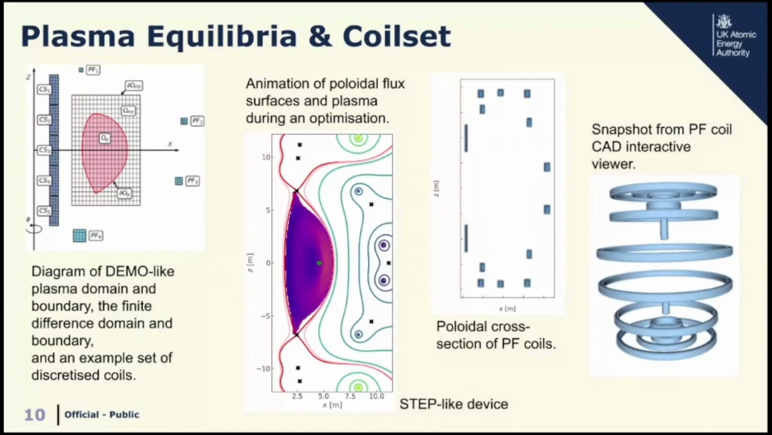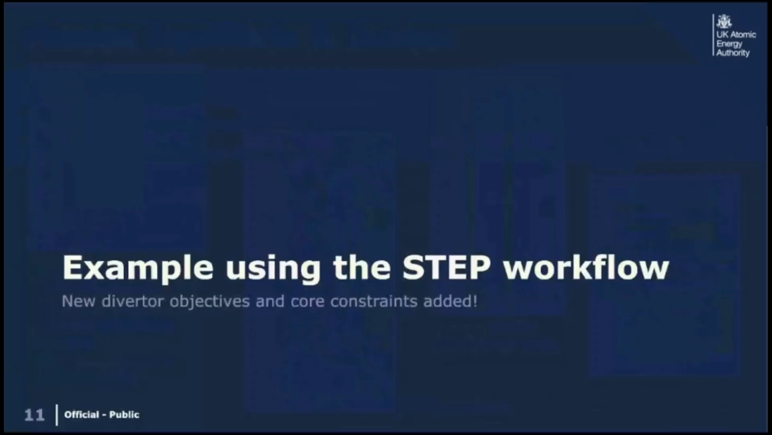Okay, now I'm just going to show you an example of this PF coil and equilibria optimization within the STEP workflow. In particular, we have added some new divertor objectives and some core constraints.